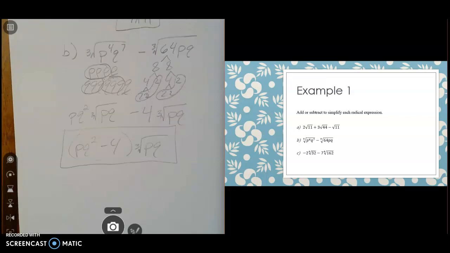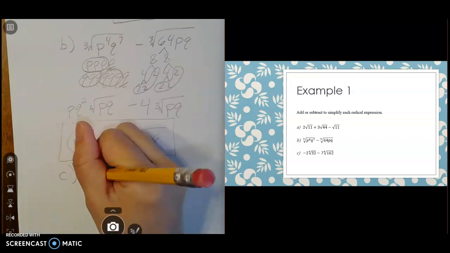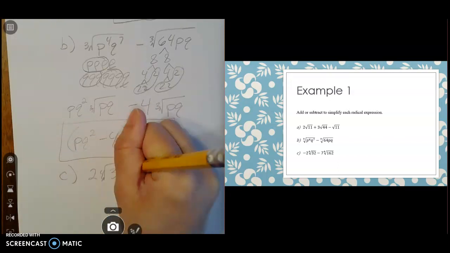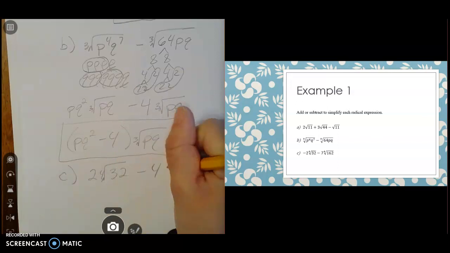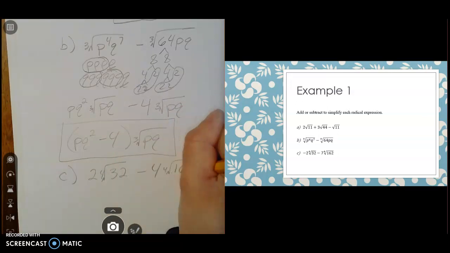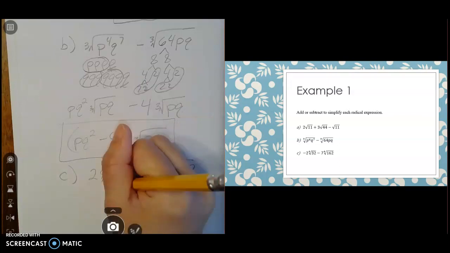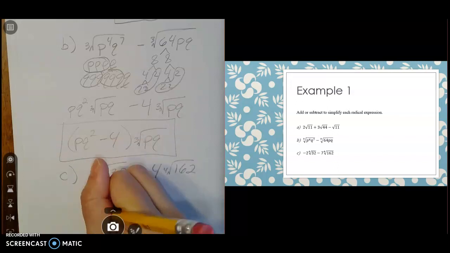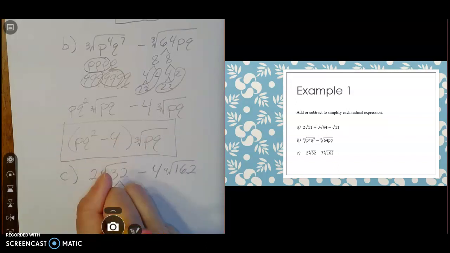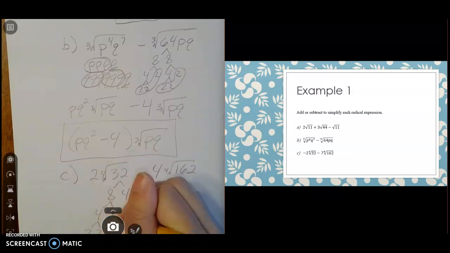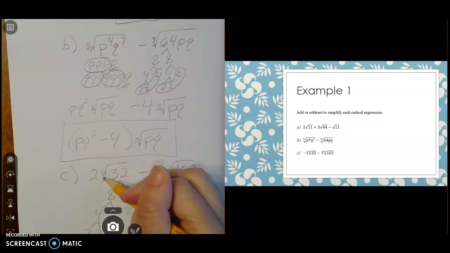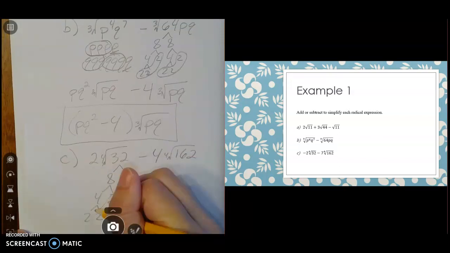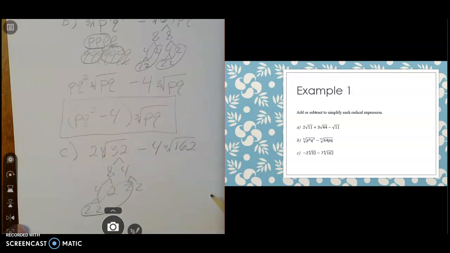All right, one more. Part C, I've got 2 times the 4th root of 32 minus 7 times the 4th root of 162. Well, let's see here. 32, well, that would be 8 times 4. 8 is 4 times 2, and 4 is 2 times 2. Okay, so really I've got 5 2's here, but it's a 4th root, so I'm just going to get a group of 4 2's. So 1, 2, 3, 4. Here we go. I can take a group out.